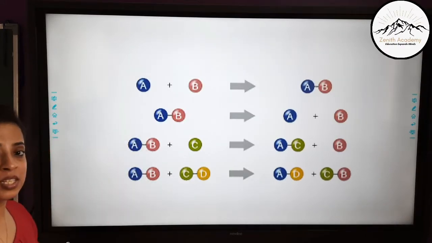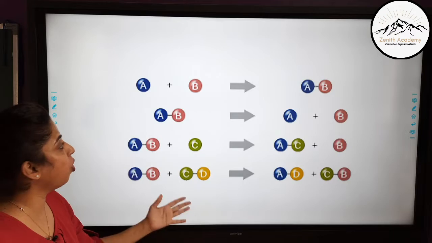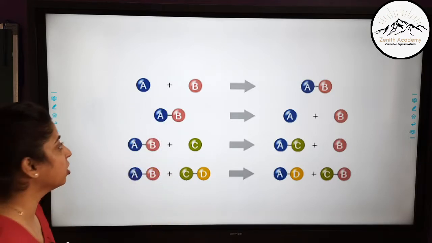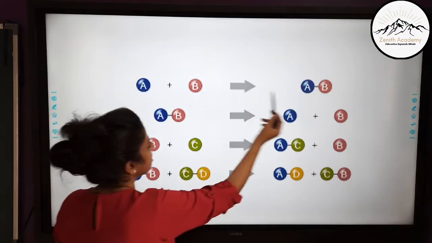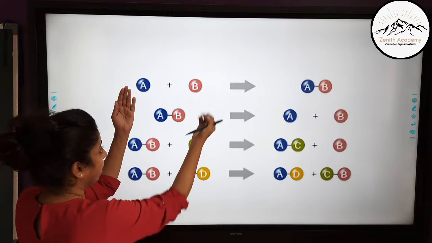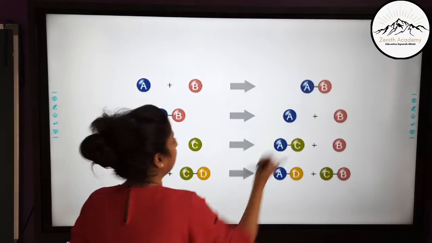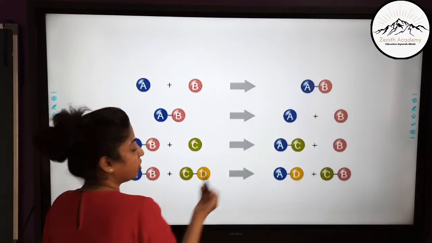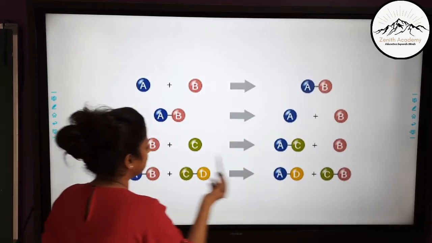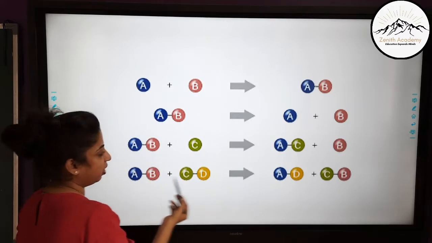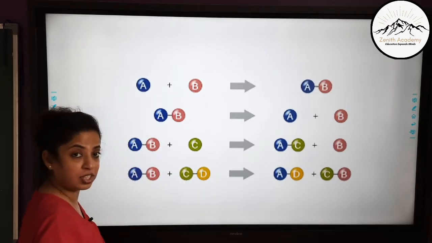Now here you can see this is a pictorial depiction of all the types of reactions. So here you can see this is a synthesis or a combination reaction where A plus B is combining to form molecule AB. This is a dissociation reaction. Here you can see this is simple decomposition reaction, and here there is double decomposition reaction.